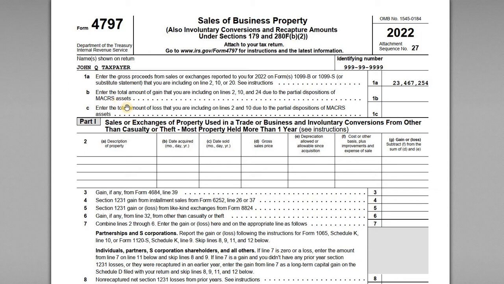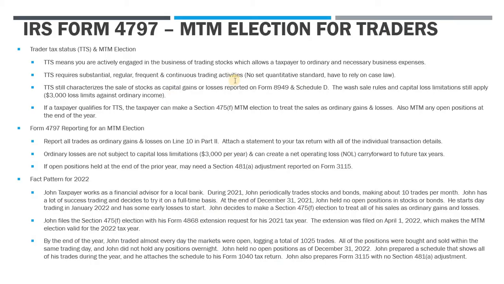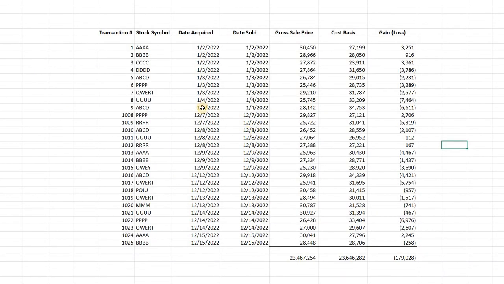So I've got the 4797 here that's part of a complete return for John, so it's his full 1040, and we'll go through all those pieces. And then in addition to this, I do have one slide here covering some background on trader tax status and the MTM election, and then the fact pattern itself, those details here. And then in addition to this, I do have one Excel workbook showing some of the details of the transactions that he had during the year.